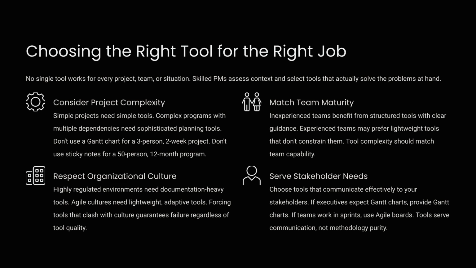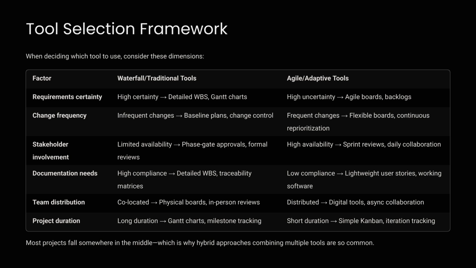Skilled PMs choose the right tool for the job. Consider project complexity, team maturity, and organizational culture. Tools must serve stakeholder needs and communicate effectively, not just adhere to a methodology. The tool selection framework compares traditional and agile tools across factors like requirements, certainty, change frequency, and documentation needs. Most projects benefit from a hybrid approach combining tools.